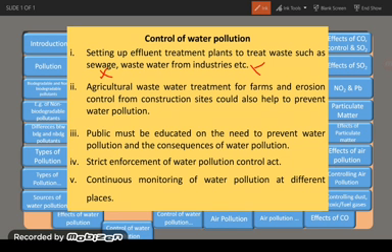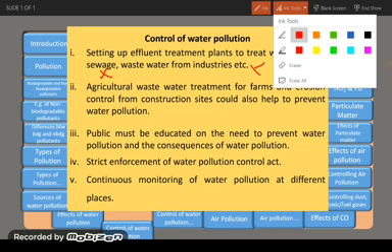Then there must be strict enforcement, there must be strict law as touching water pollution. There must be strict laws like the Water Pollution Control Act, which will check the activities of humans with respect to water. Then the last point here, there must be continuous monitoring of water pollution at different places, and many other things can be put in place. We still have a lot of measures, which we will see in the next slide.